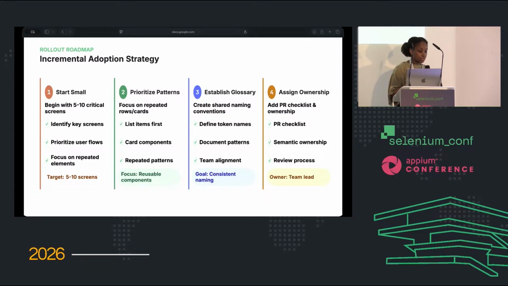You want to focus on repeated rows and cards since those are the easiest to implement. So list items, card components, and repeated patterns. Establish some type of glossary where everyone can look back. So define your token names, document patterns, and then have team alignment. And then when you're assigning ownership, who is responsible for approving the semantic information or approving your PR.